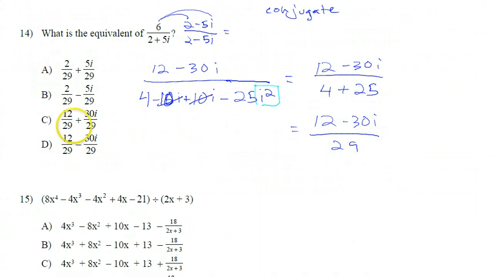And lastly, because the way that we're writing it here, we just want to be able to split it up. So just distribute the 29 to both. It's 12 over 29 and minus 30i over 29. And that answer would be D.